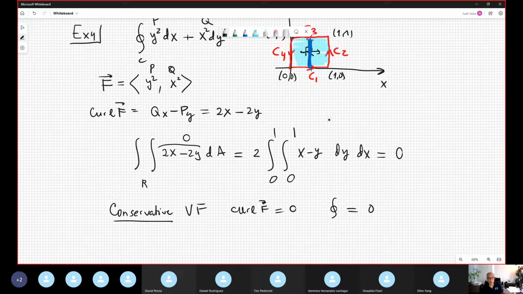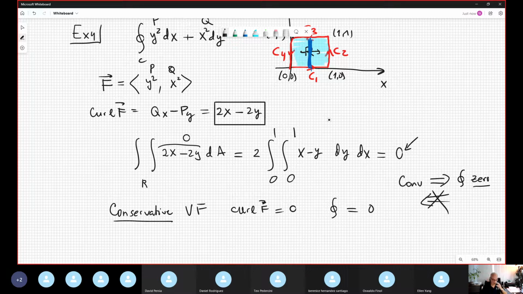However, in this problem, this vector field is not conservative because the curl is not 0. However, the integral is 0. This is a coincidence, it's not a fact. So, if it is conservative, the super fantastic conclusion I want to discuss now, it implies that the line integral in the closed curve is always 0. However, the converse statement is not true. Sometimes it happens that it is 0, however, the vector field is not conservative.